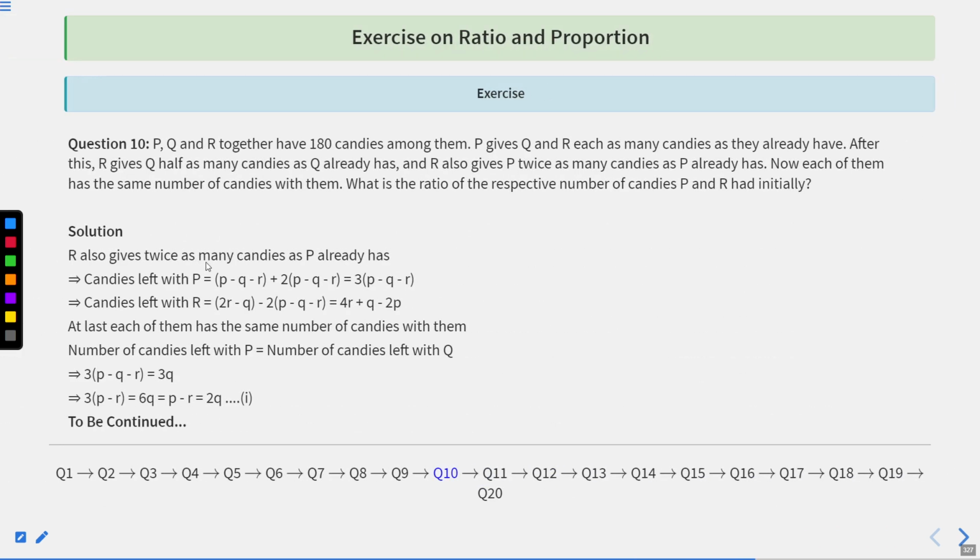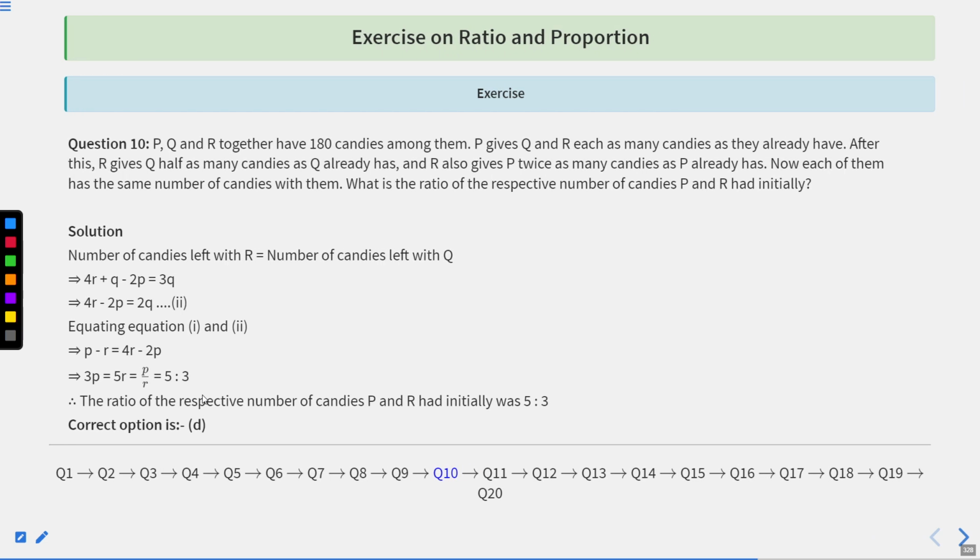Then R also gives twice as many candies as P already has. So the candies left with P will be 3 times P minus Q minus R, and candies left with R is equal to 4R plus Q minus 2P. At last, each of them has the same number of candies. So the number of candies left with P is equal to the number left with Q. So 3 times P minus Q minus R will be 3Q. That means the number of candies left with R is equal to the number left with Q, which is 4R minus 2P equal to 2Q, which is equation 2.